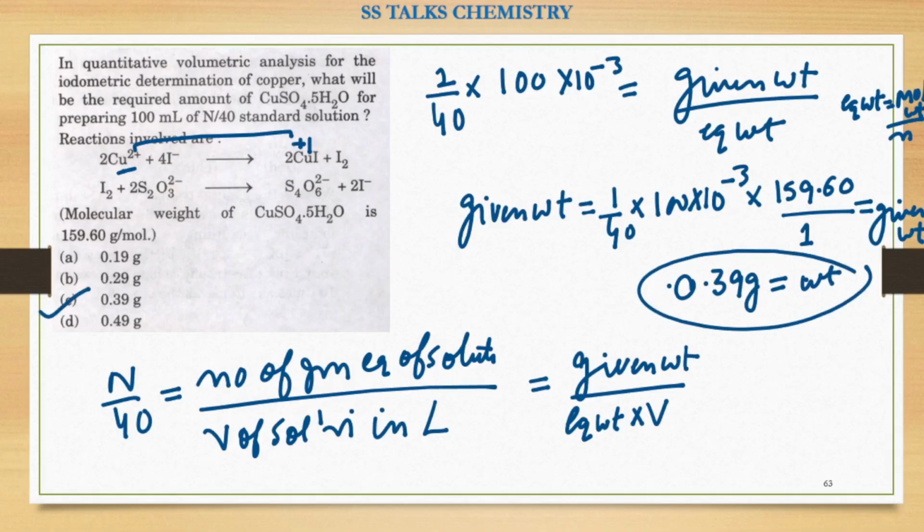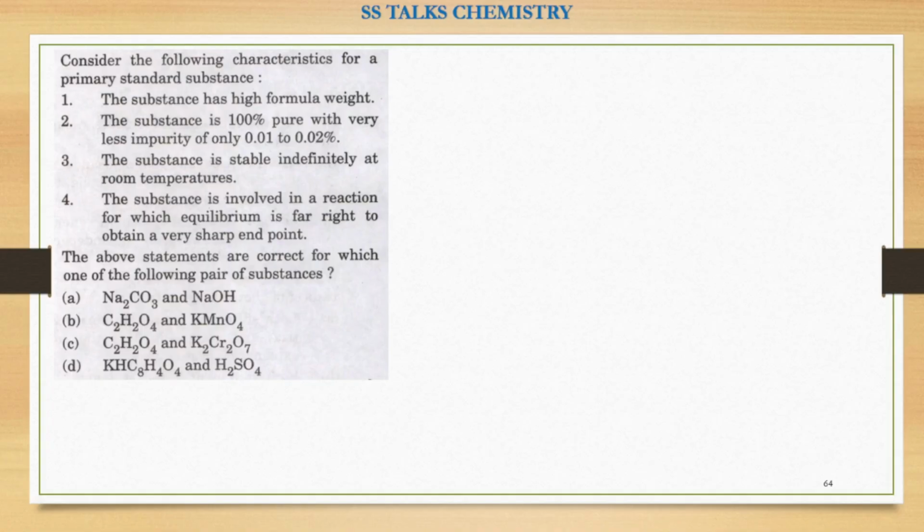Right? Next is this one. It says consider the following characteristics of a primary standard. A substance which is usually of higher molecular weight, this we know. It is 100% pure with less purity of only 0.01 to 0.02%. Okay. The substance is stable indefinitely at room temperatures. This statement is also the true one. These are some of the characteristics which are given. Okay, so based upon these characteristics, we have to find out which one of the given pairs is satisfying these statements.